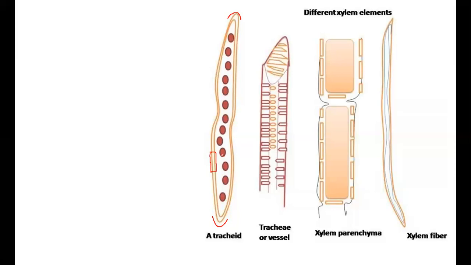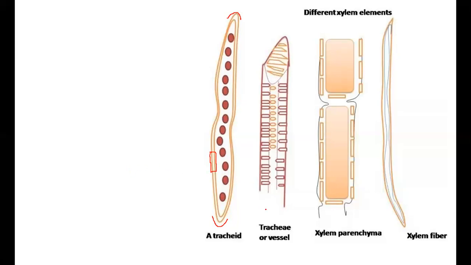And this thick wall is made up of lignin, because you know that a thick wall is always made up of lignin. When the cell has a thick wall, it is made up of lignin. The function of the tracheid is to conduct water and minerals and provide mechanical strength.